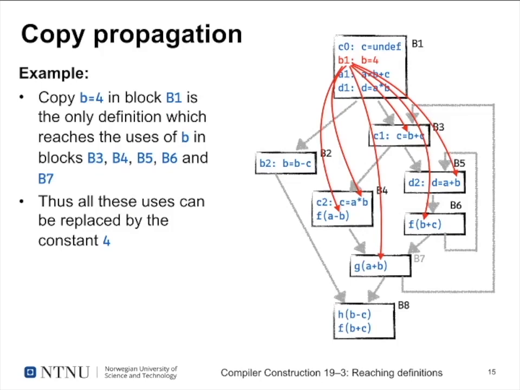And so copy propagation in our example would make use of the fact that we initialize b to 4 here, so we have a constant in b1, and this is the only definition which reaches the uses of b in blocks b3, b4, b5, b6, and b7. So essentially we have b equals 4 here, and then we can replace this b here by the value 4, and again here, and here, and there, and also there. So we save a bit of overhead by employing this copy propagation analysis.